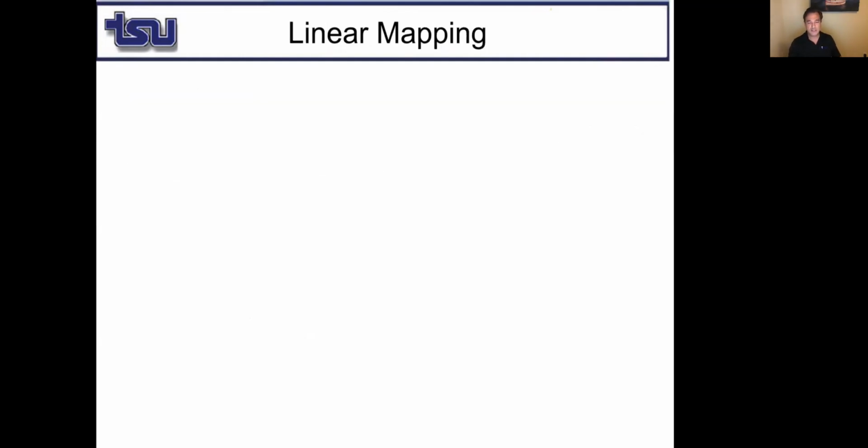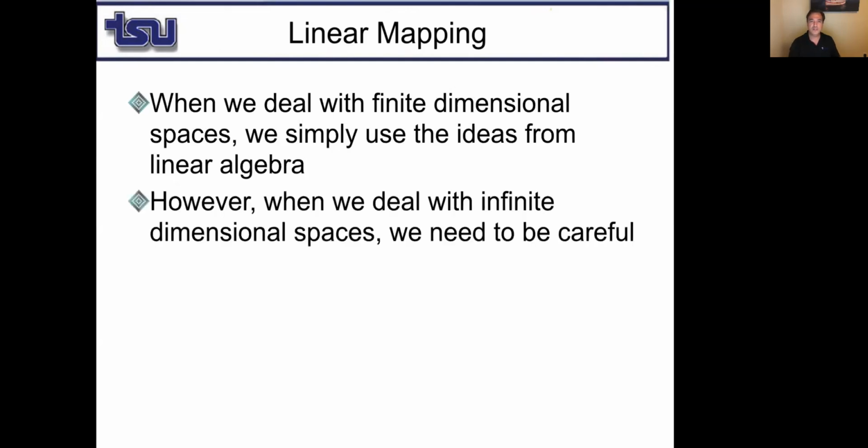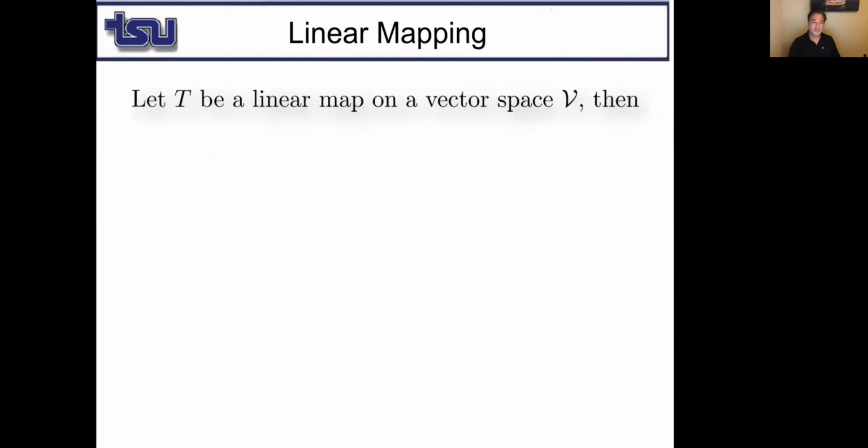Let's talk about linear mappings. When we deal with finite dimensional spaces or subspaces, we simply use ideas from linear algebra. Everything is so simple. However, when we talk about infinite dimensional subspaces or spaces, we need to be very careful. So let T be a linear map on a vector space V.